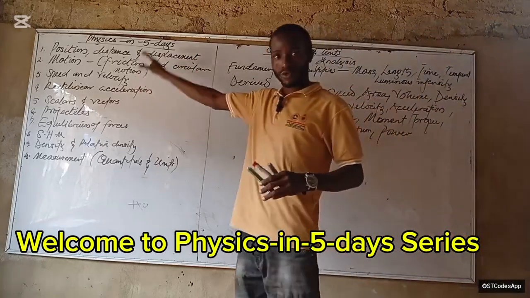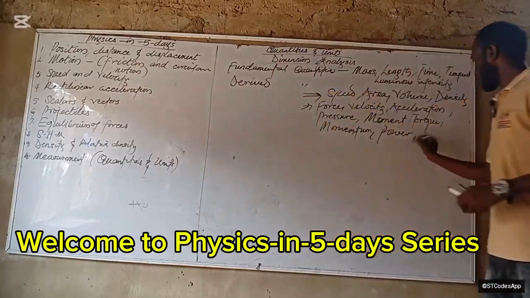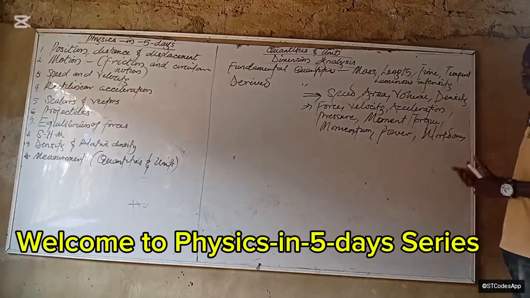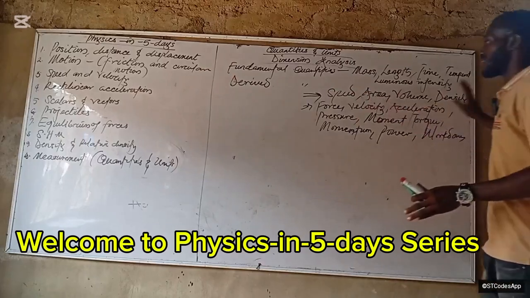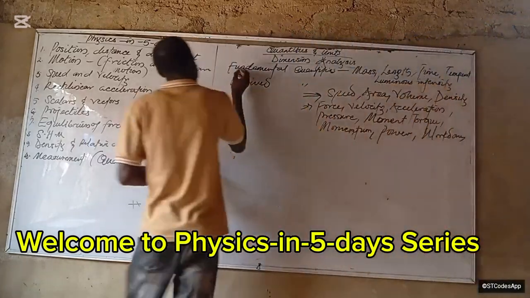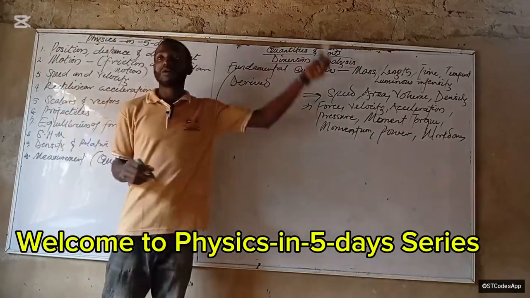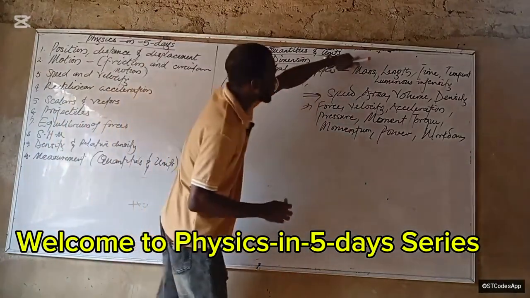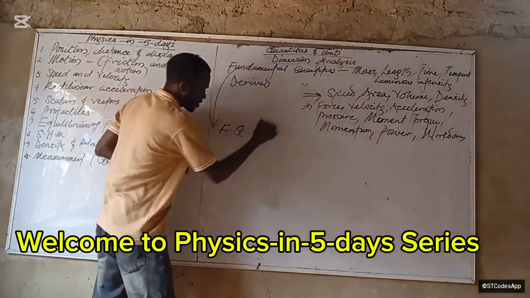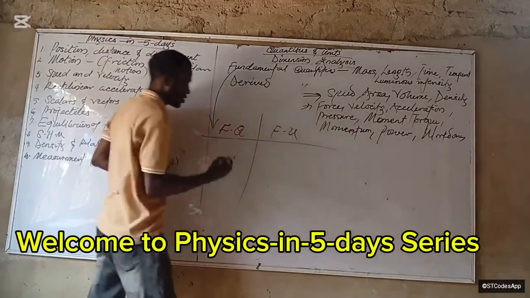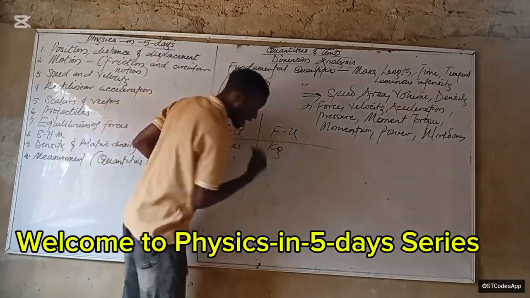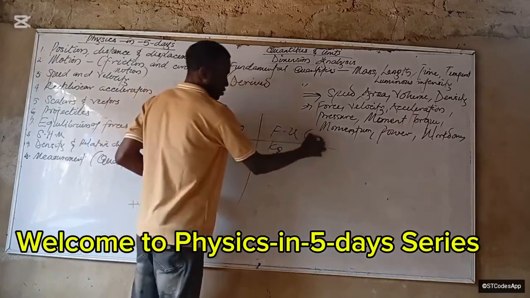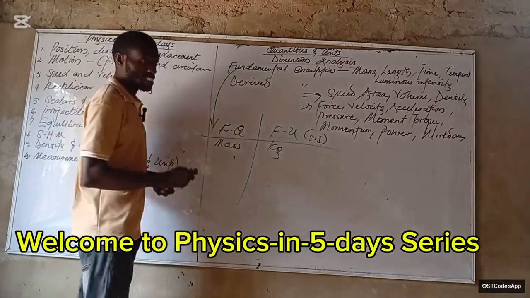The fundamental quantities are just 7 in number, and they are the mass, the length, the time, the temperature, luminous intensity, current, whose unit is ampere, and amount of substance whose unit is mole.